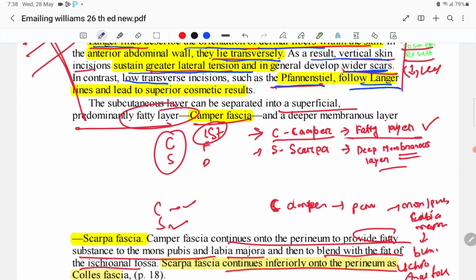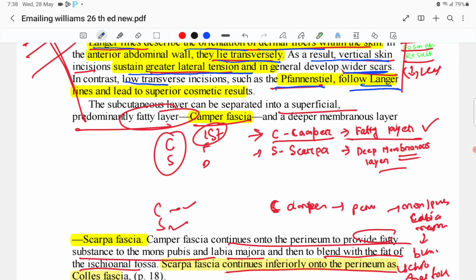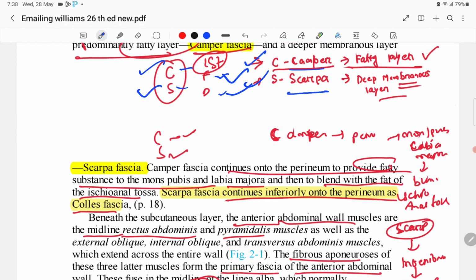So basically from this paragraph of the Williams textbook on skin, subcutaneous layers, and fascia, you have to remember the Langer's line. The second thing is that after the skin, you get the subcutaneous layer. In the subcutaneous layer there are two layers, a superficial and a deep layer. The superficial is the fatty layer, the Camper fascia, and the second is the deep membranous layer, the Scarpa fascia. These are the two. Caesarean section, you can remember Caesarean section and FD. In Caesarean, C is the Camper fascia and S is the Scarpa fascia. C is the fatty layer, and the second is the deep membranous layer.